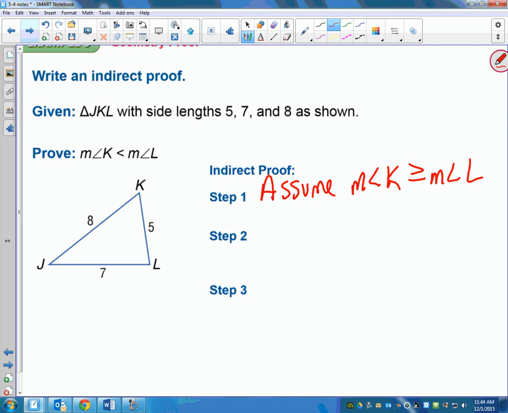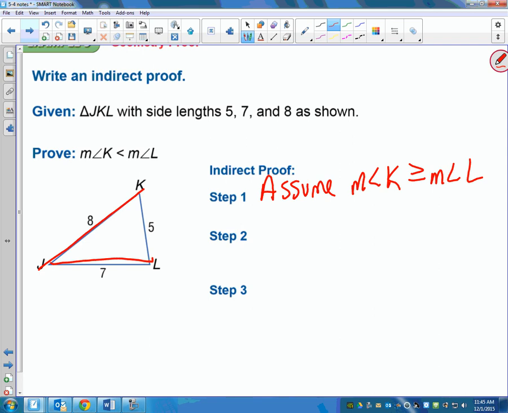If they were equal, the side lengths would be equal. That's not true. If K is greater than L, doesn't this side have to be bigger than this side? Which is also not true. So if we can prove that those are not true, then the other one has to be true. Does that make sense? The hard part is summarizing and writing all that out. It's why we use two-column proofs, because it's easier to write. Some proofs in math are pages long. That's crazy, right?